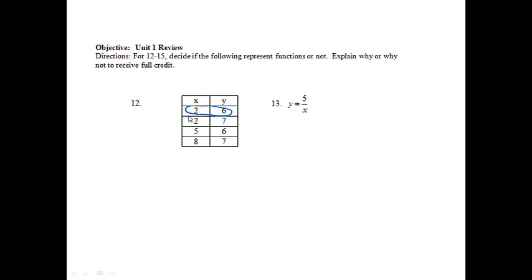I see 2, 6, and I see 2, 7. So this is already a big no, and that is because 2 has 2 outputs.